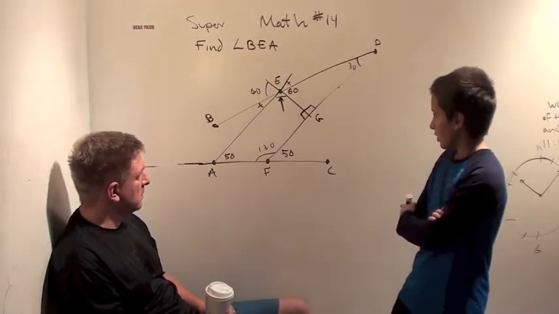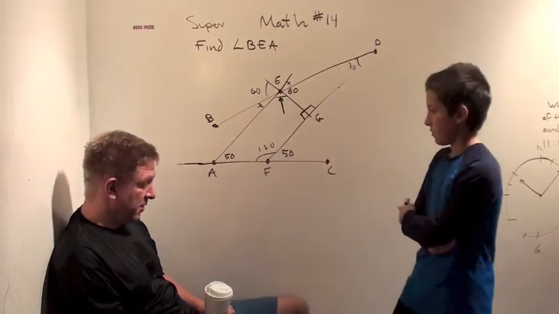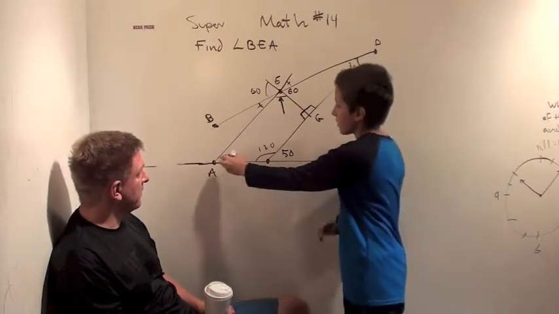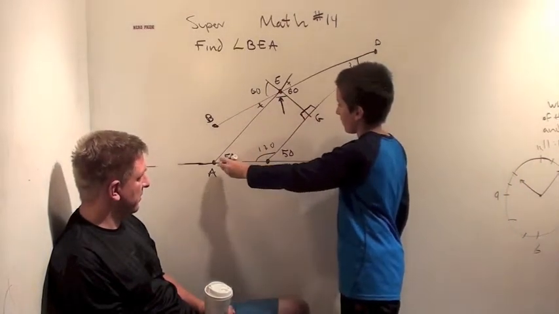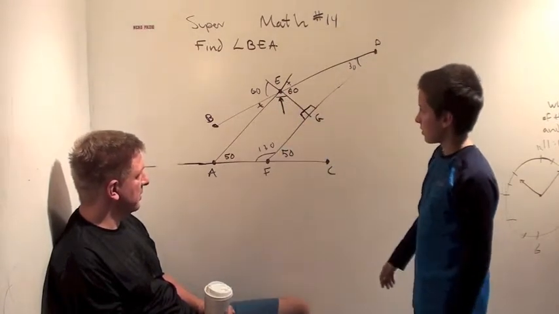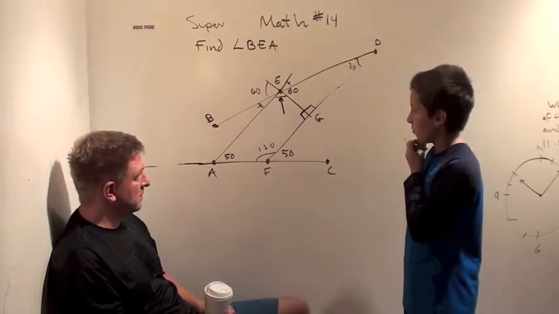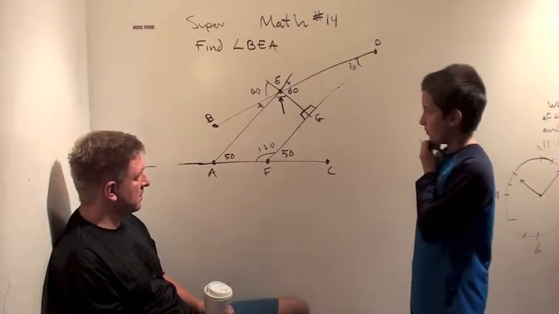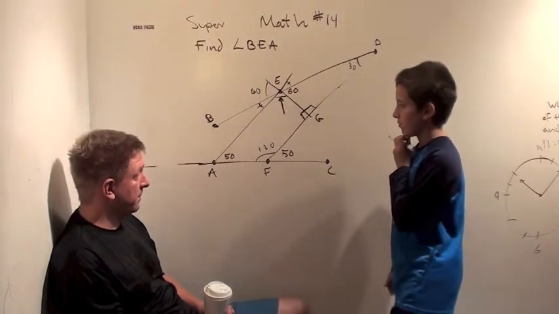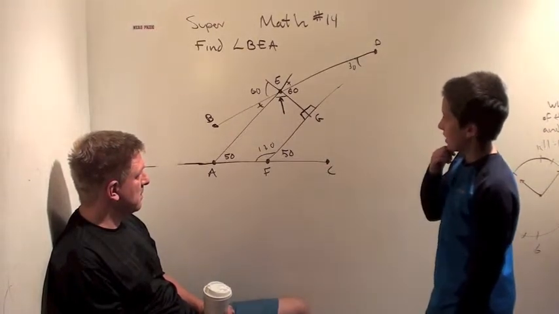Well, could we say anything about this angle here? That's a very good question to be thinking about, because we have this quadrilateral here: 50, 90, 130, and something else. But we don't know much about quadrilaterals. True. So what else can we say?